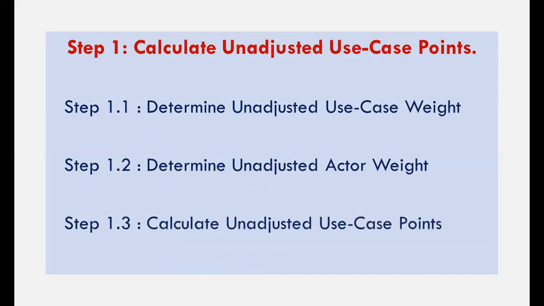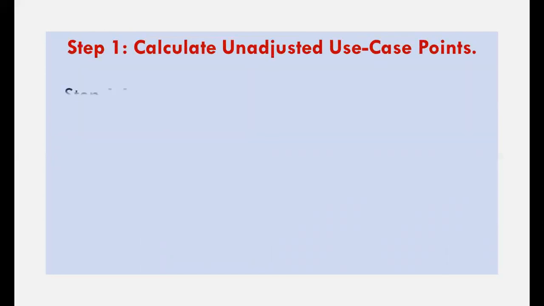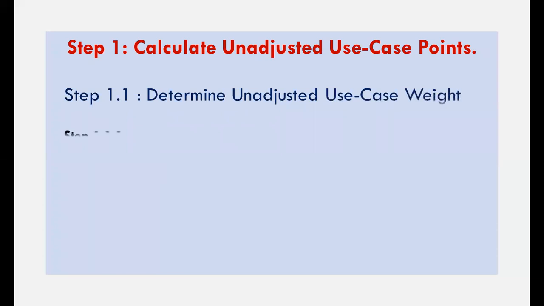Now, coming to step 1, that is, calculating unadjusted use case points. Here, we calculate the unadjusted use case points using the following 3 steps. In step 1.1, we need to determine the unadjusted use case weights. In step 1.2, we need to determine the unadjusted actor weights. And in step 1.3, we need to calculate the unadjusted use case points. Now coming to step 1.1, that is, determining unadjusted use case weights.